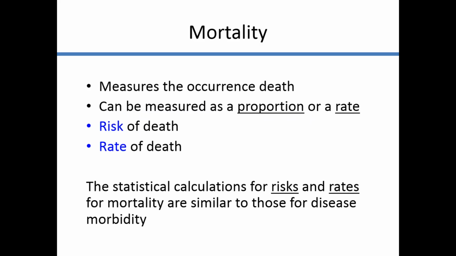Measures of mortality are very, very similar. I was talking about incidence of disease. You can treat mortality as an outcome, okay? Except, the only difference is you can have a mortality rate, you can have a mortality risk, but you're not going to have a prevalence. What's the prevalence of people who have died? That doesn't make sense anymore. So risk and rate of death, very similar. Same calculations. It's just another outcome. But obviously, prevalence doesn't make sense.